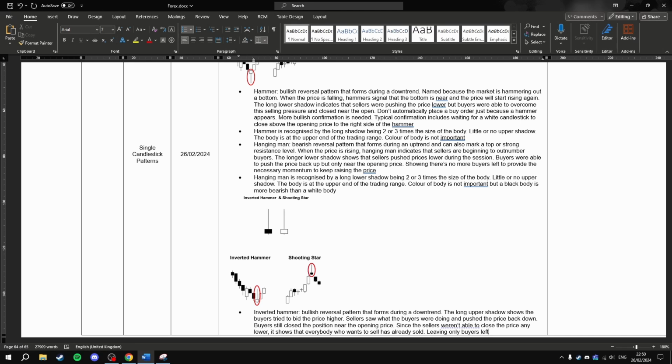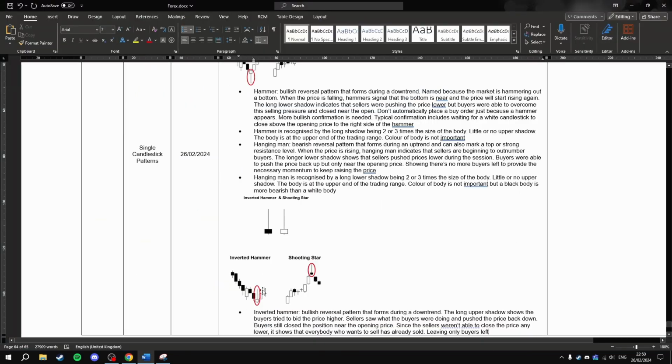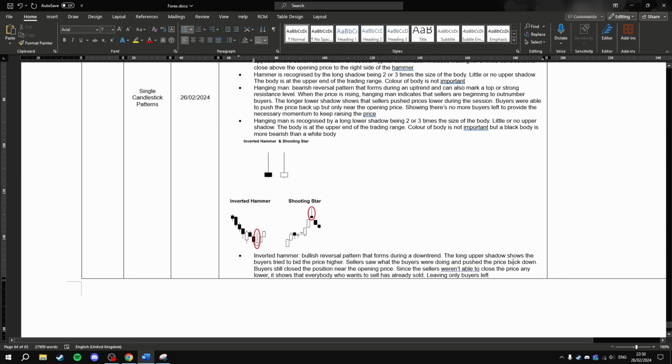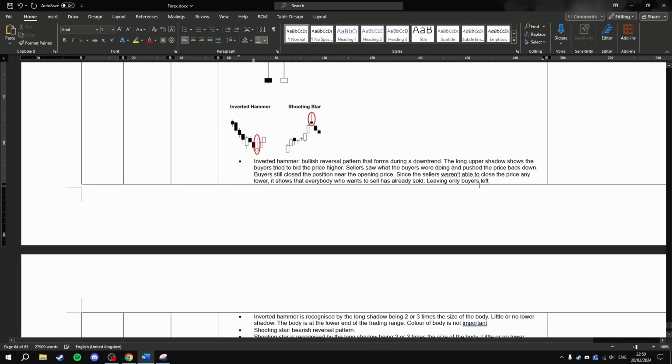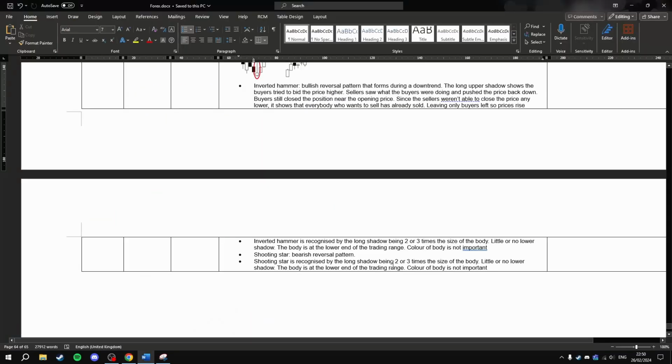So if there are no more sellers, in supply and demand terms that means the supply has gone, but there's still demand for it, so the price is obviously going to rise. It's a bullish reversal. Okay, makes sense.